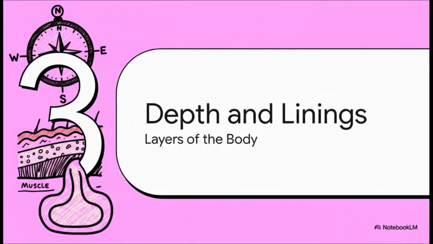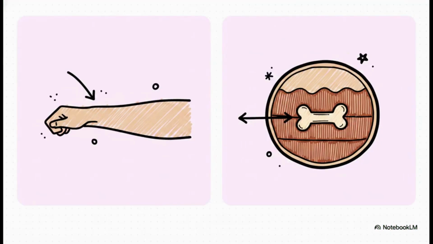All right, part 3, depth and body linings. Time to look at the layers of the body. So the absolutely crucial thing to remember here is that these depth terms are entirely relative. Superficial just means near the outer surface of the organism, like your skin, while deep means, well, further away from the surface. For instance, your muscular layer is deep compared to your skin, but it's actually superficial when you compare it to your intestines. Make sense?